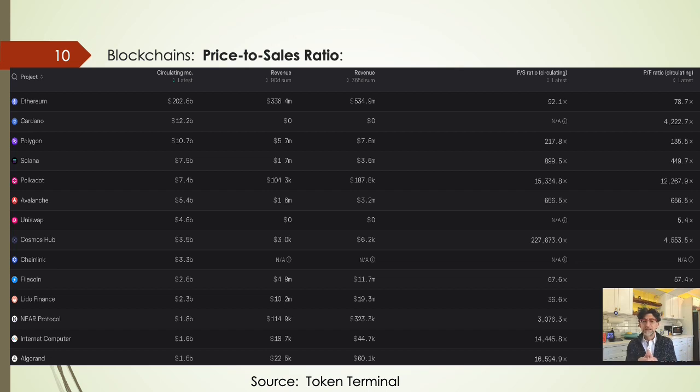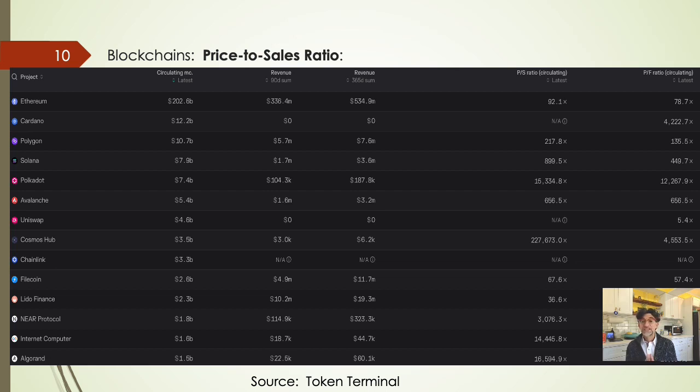But it's better to look at that on another website like Artemis, or just go to the Explorers. For this case, we're just going to be looking at these simple columns, circulating market cap and revenue over the last year. If you look near the right side, second to last column, at the top, it says price to sales ratio based on circulating market cap. So you can see Ethereum, which has been around a long time, has a price to sales ratio of 92.